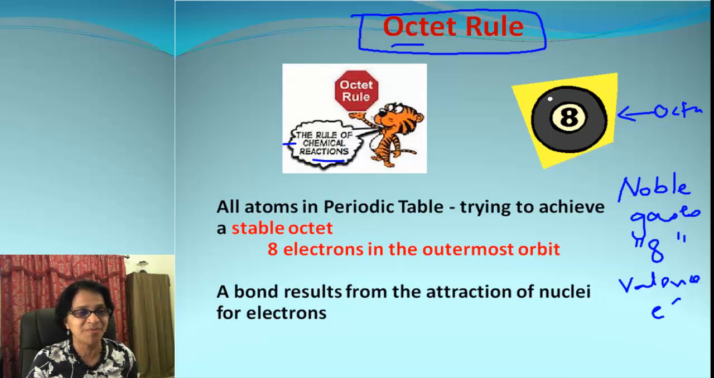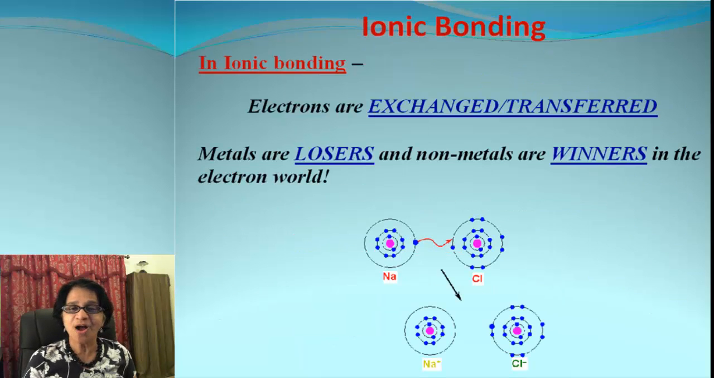Another thing to keep in mind is that a bond is simply nothing but attraction between a nucleus, which is positive, and electrons, which are negative. Let's talk about ionic bonding. In ionic bonding, electrons are always exchanged or transferred. So that means somebody has to lose and somebody has to gain.